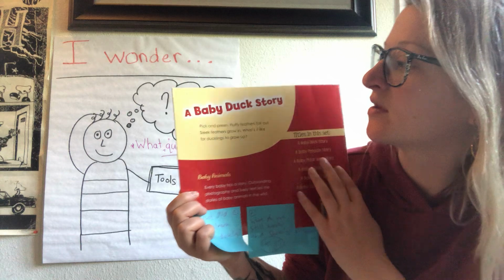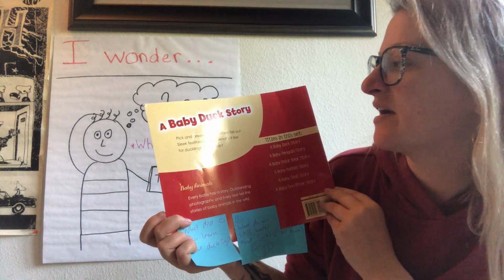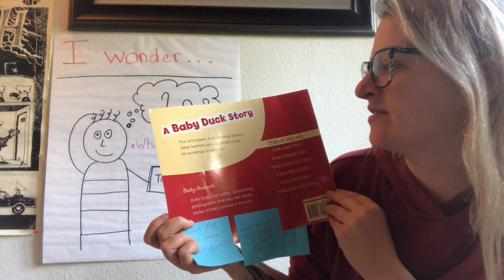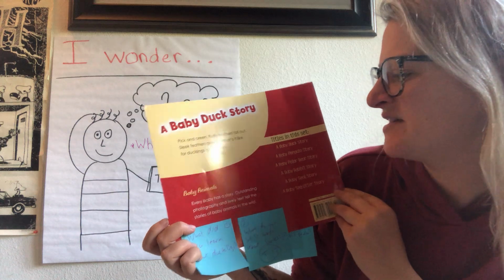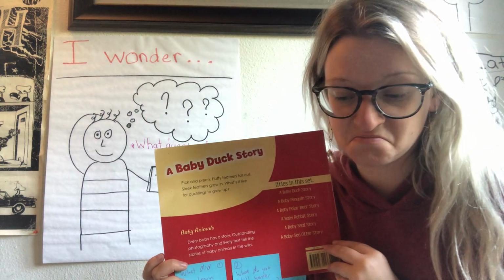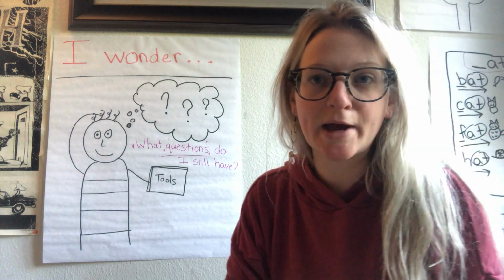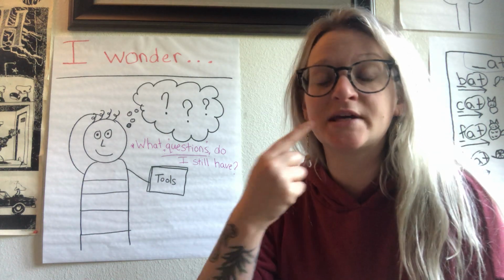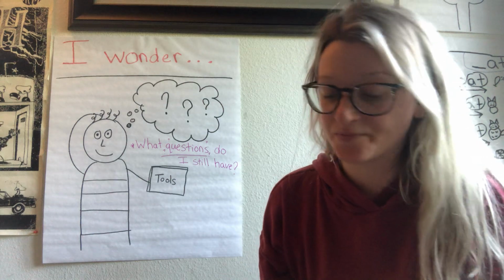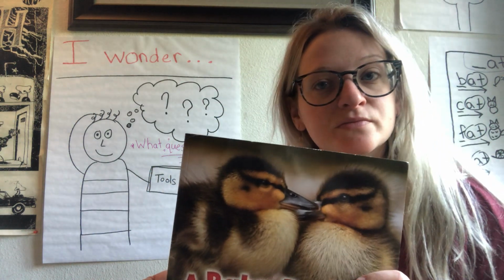Ready? A Baby Duck Story. Pick and preen. Fluffy feathers fall out. Sleek feathers grow in. What's it like for ducklings to grow up? After I read the summary, can I ask you a question? Now with this question, I want to hear you talking out loud, just to yourself, not to your partner yet. Ready? What do you think this book is about?